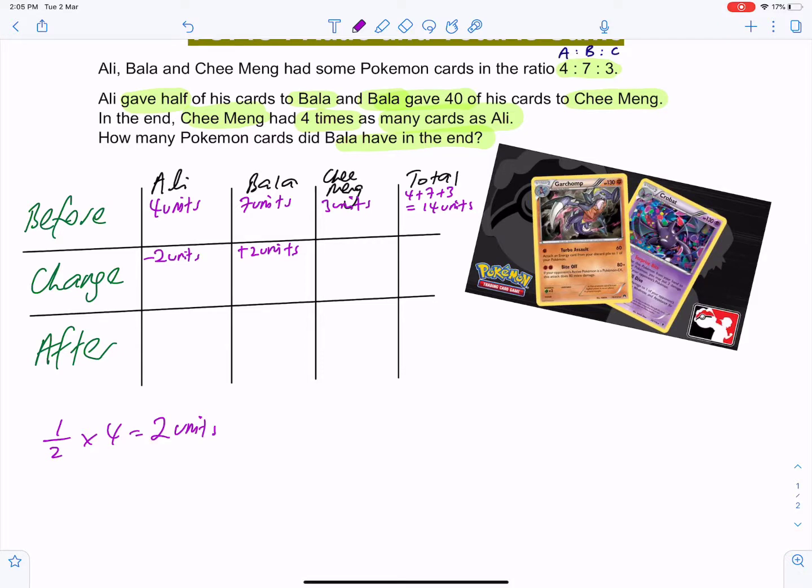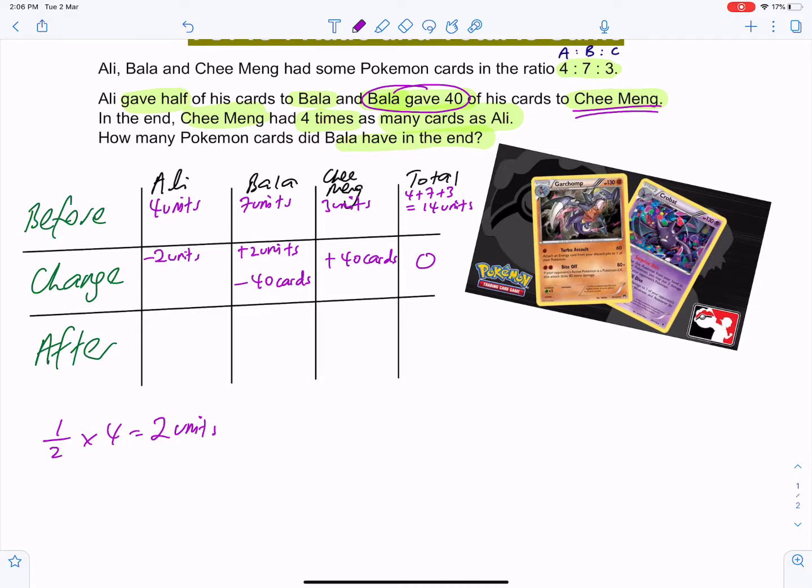Subsequently, Bala gave 40 of his cards to Chi Ming. Now, this is not units, it's literally 40 cards. So from that 9 units that Bala now has, 7 plus 2 is 9 units, he takes away 40 cards. And this 40 cards goes to Chi Ming. So Chi Ming gets 40 cards. There is no change to the total. You can even put a 0 here. No change at all.